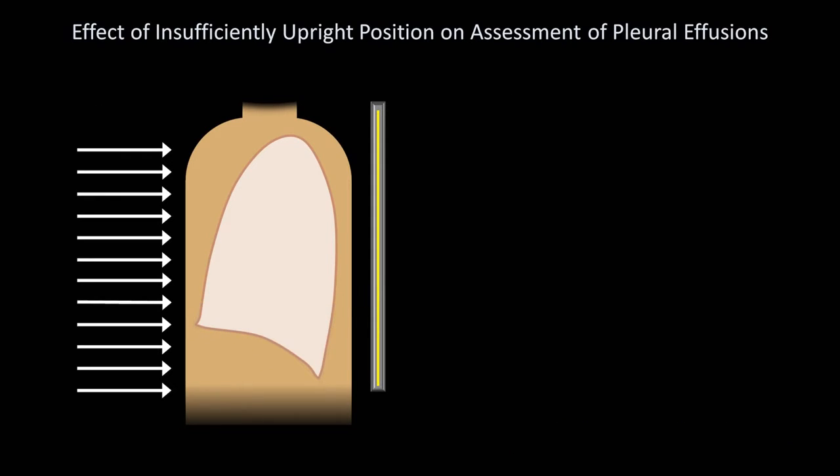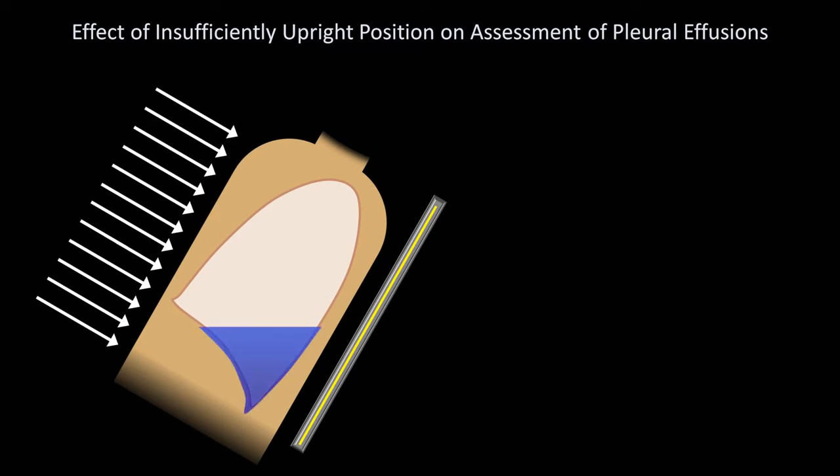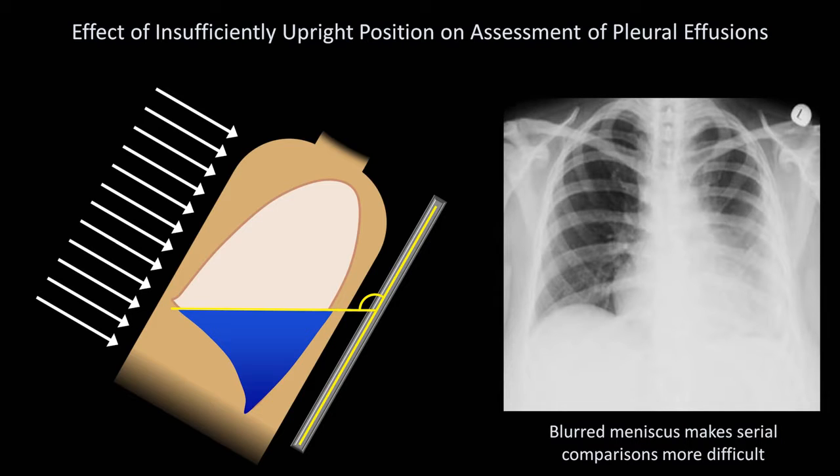However, what if the patient is not completely upright, but is rather lying in bed semi-recumbent? In this case, even if the X-rays appropriately strike the patient dead on, the level of the effusion no longer is perpendicular with the film. As a consequence, the meniscus will be blurred. This will make serial comparisons very difficult. Also, when this effect is particularly extreme, it can even make identification of a small effusion much more difficult.